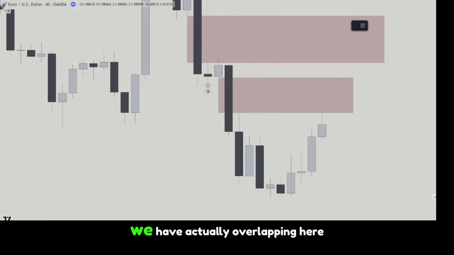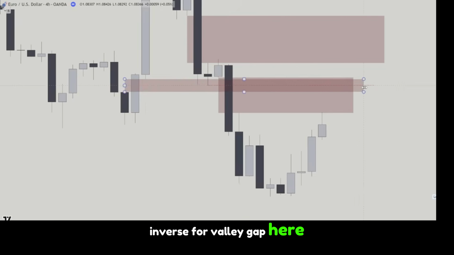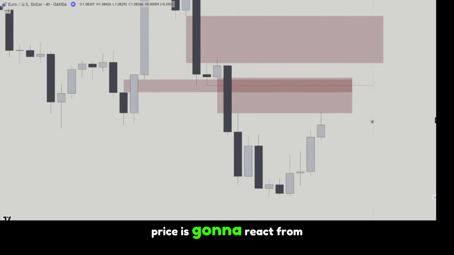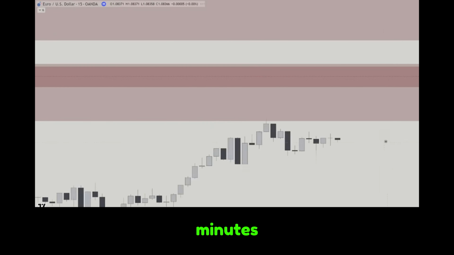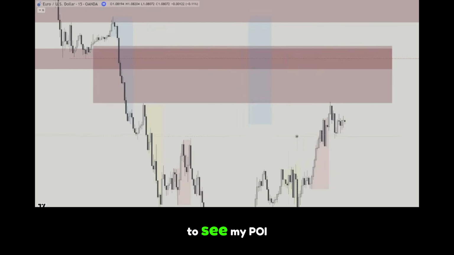So we can see that we have overlapping here, and we also have this inverse fair value gap here. So that's most likely where price is going to react from. That's how I see it. So that's where I'm going to be looking for a market structure shift. Going back now to 15 minutes, because that's where I want to see my POI.